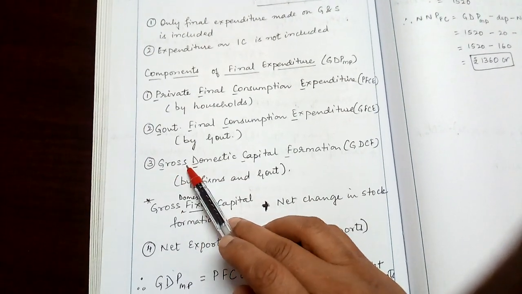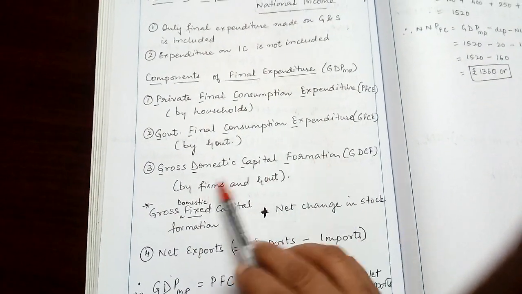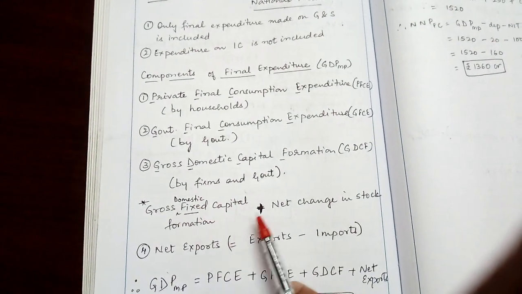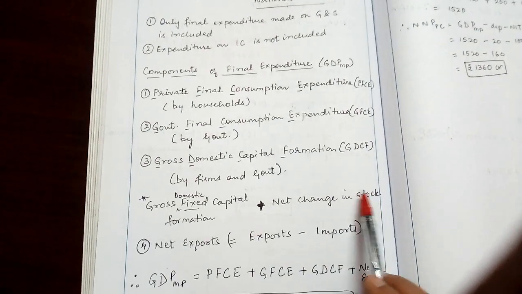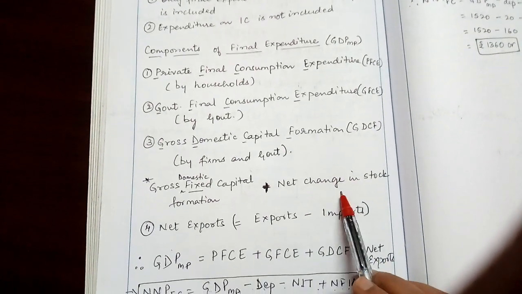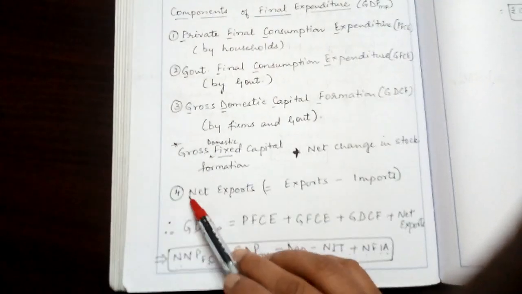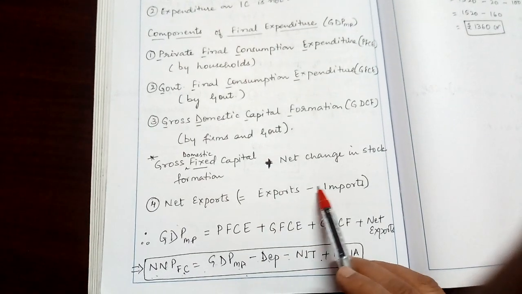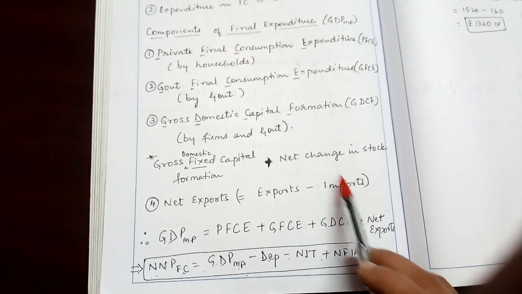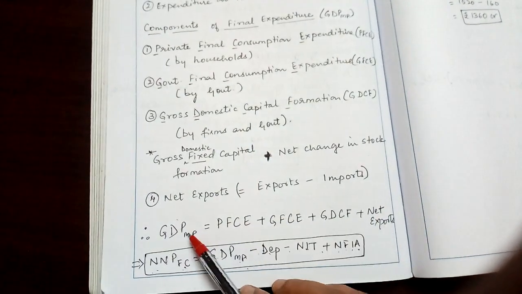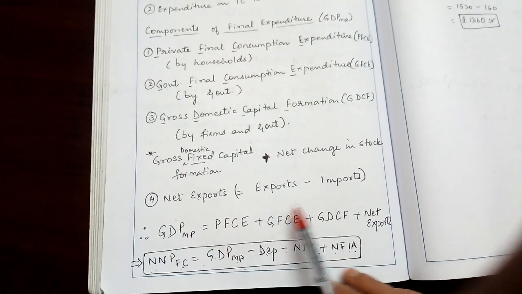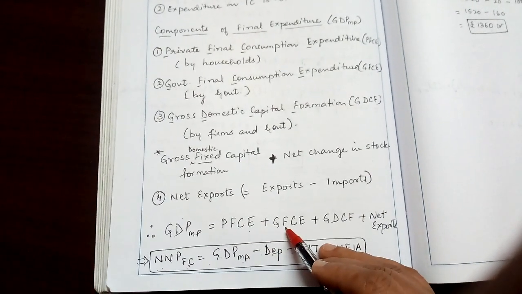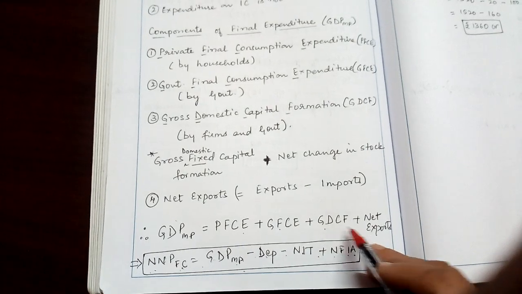The third component is gross domestic capital formation made by both firms and the government, which includes gross domestic fixed capital formation and net change in stock. This change in stock we learned as closing stock minus opening stock. The fourth and the last component is net exports, which is equal to exports minus imports. Putting all the four components together, we get GDP-MP. Here, private final consumption expenditure, government final consumption expenditure, gross domestic capital formation, and net exports.